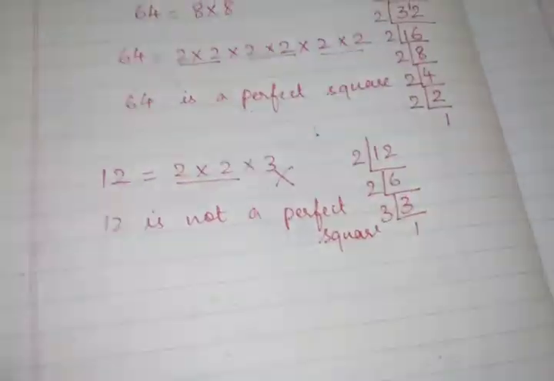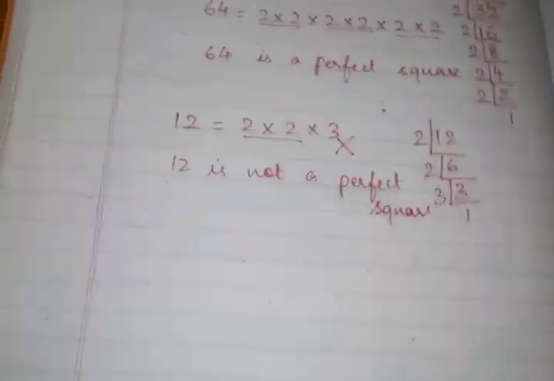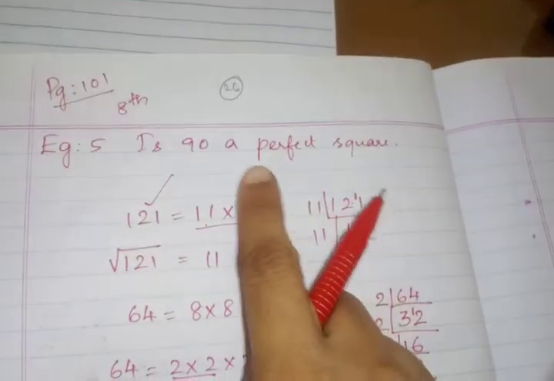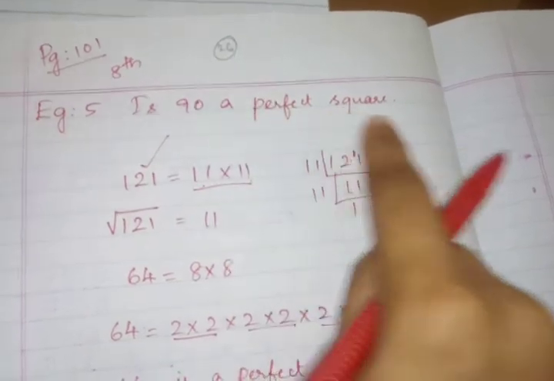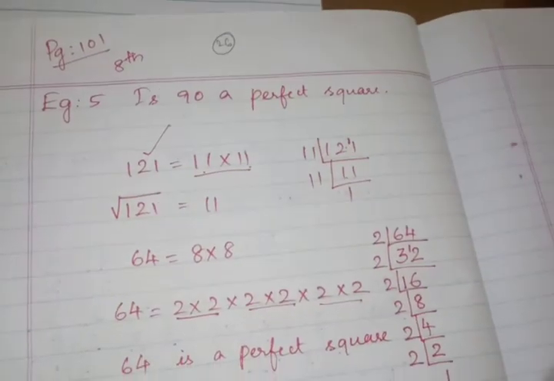I have given a few examples related to this. So now, what is the example problem? Is 90 a perfect square? They are asking whether 90 is a perfect square.